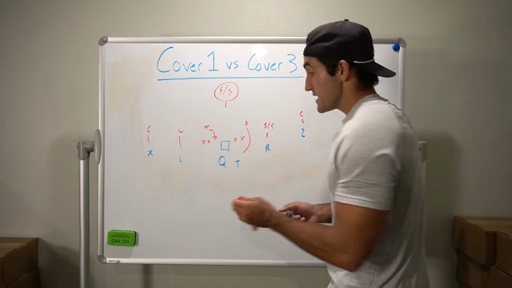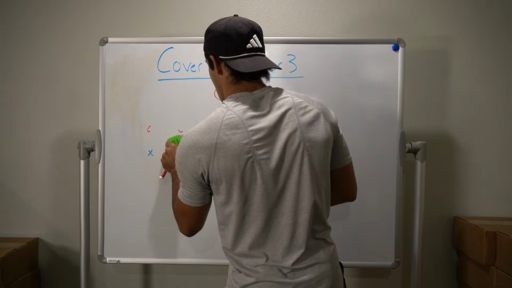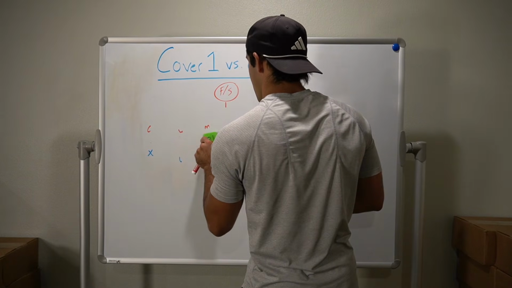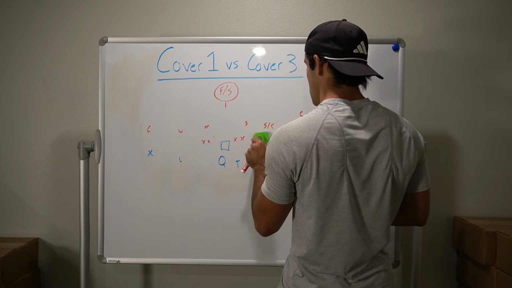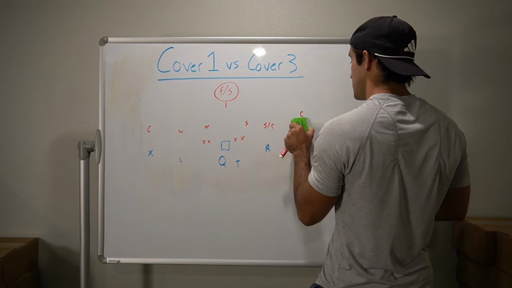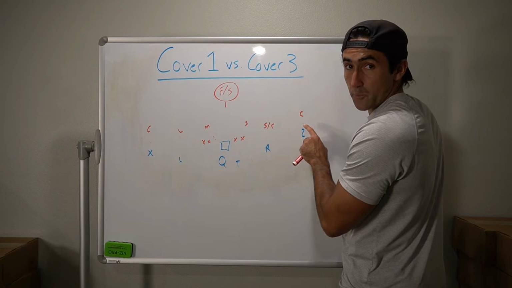Now, if it was cover 3, a little bit different, right? Cover 3 is a zone coverage. Cover 1 is more of a man coverage concept. So let me erase all this real quick. Now in cover 3, because remember, the corners can lie to us, you guys. Corners might walk down and show press and then bail.